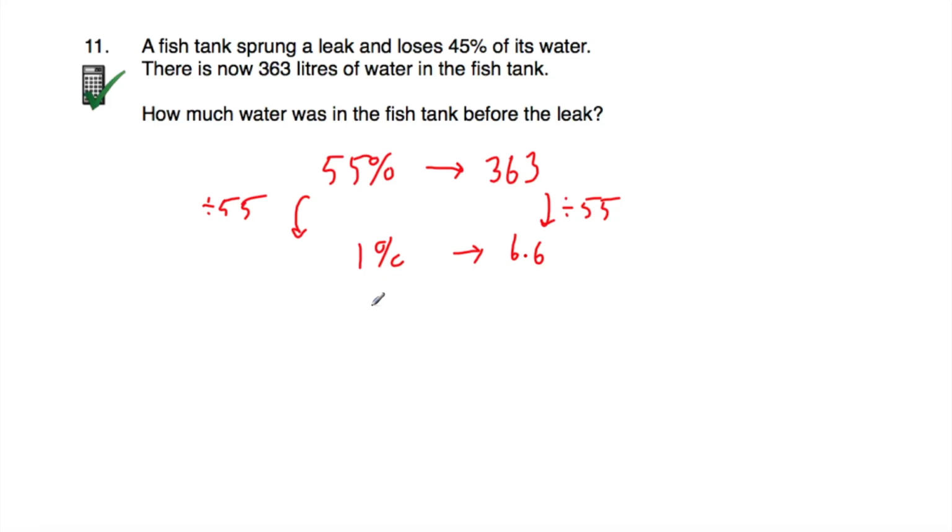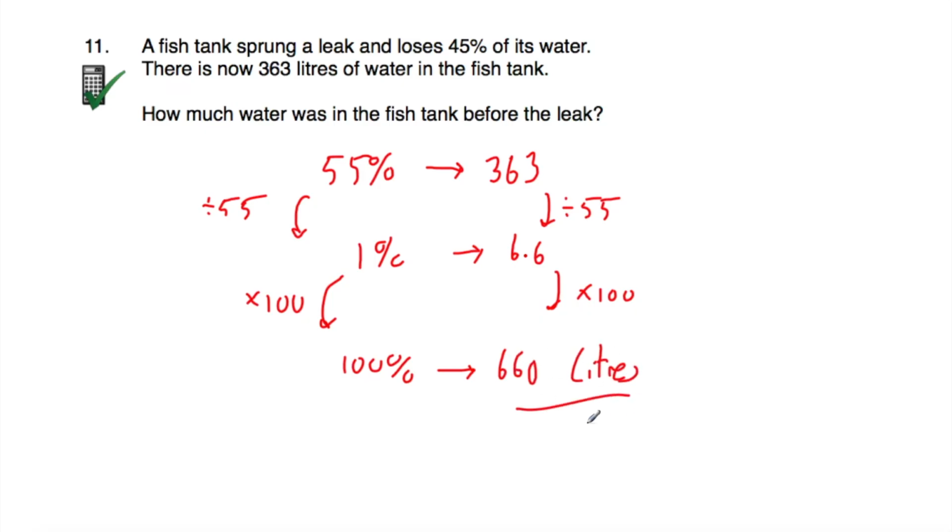Now we want to find 100%, so we'll multiply by 100 and we'll multiply by 100. And that'll tell us how much water was in the fish tank before the leak. So 1 times 100 is 100%, how much water was in the fish tank to begin with. And then 6.6 times 100 is equal to 660. So there's 660 litres of water in the fish tank before the leak.